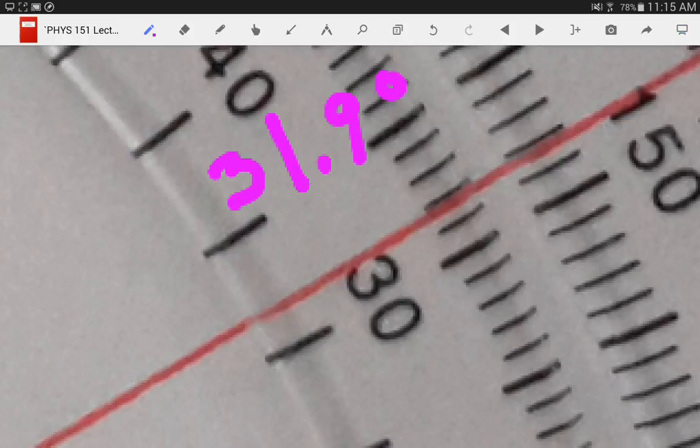Do we all have protractors in here? Yes. One more thing. I made a measurement. I put units, but I'm missing something. What am I missing? The direction.